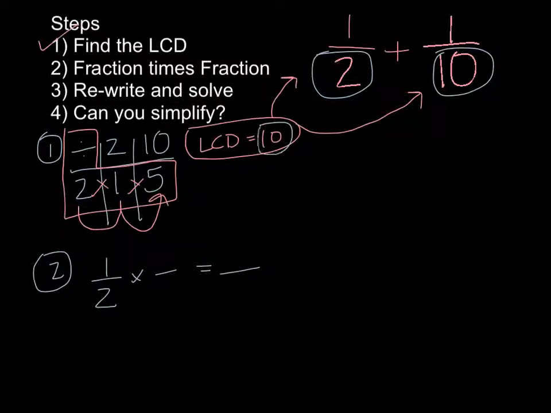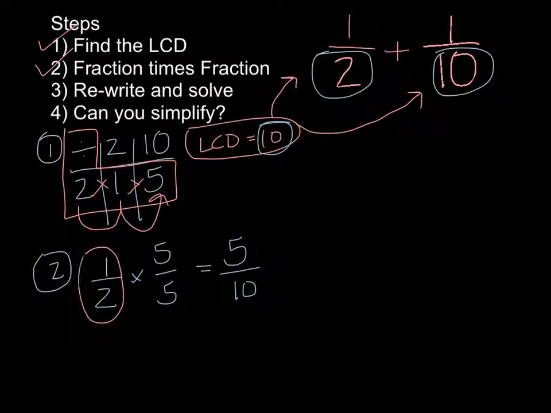And the LCD was 10, so at the end of my fraction times fraction, I'm going to put 10. 2 times what equals 10? Well, it's 5. If I put it on the bottom, I'm also going to put it on the top. 1 times 5 is 5. So step 2 was my fraction times fraction, and what I just created was an equivalent fraction for a half.